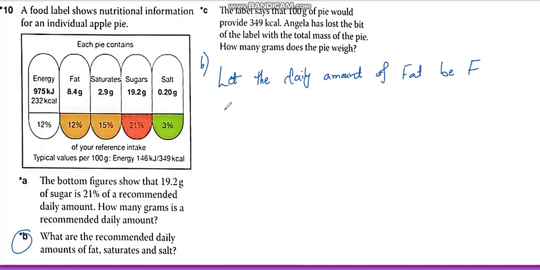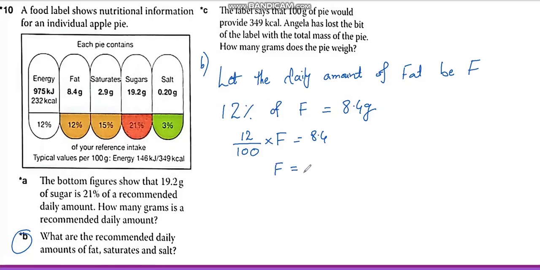And here is the representation of just 12% of the total amount, meaning 12% of total fat will be equal to 8.4 grams. Again, we can simply solve it by dividing 12% by 100 times F equals 8.4 grams. And then after further simplification, we will get our final answer as 70. Meaning 70 grams of fat is recommended daily.